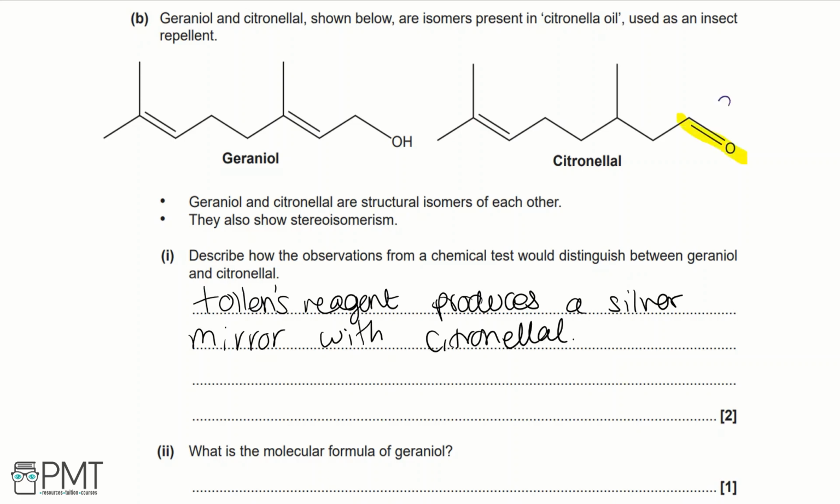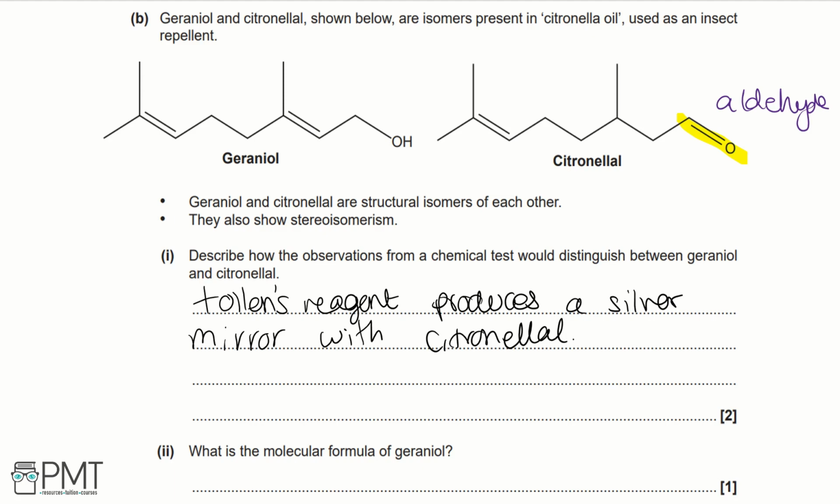If we highlight the aldehyde group on citronellal, this just confirms what we already know. Highlighting functional groups is a really good way to check your answers when you look back at your paper and know that you've got them correct. To get the marks for this question, you get a mark for saying Tollens reagent or getting the right chemical test, and a mark for having the correct positive result, so it's a silver mirror with citronellal.